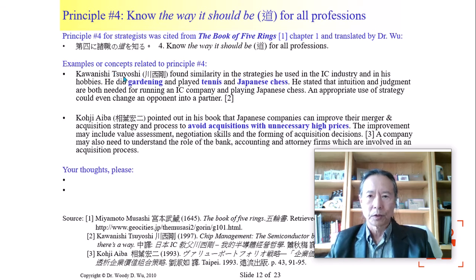Tsuyoshi Kawanishi also does gardening, plays tennis, plays Japanese chess. He states that intuition and judgment are both needed for running an IC company. We would all agree the judgment is needed. How about intuition? Yes, that's based on your experience, you come up with the core sense. It's difficult to convince other people. I feel that, but sometimes your feeling is variable. I feel we need to do something. You may want to do it.